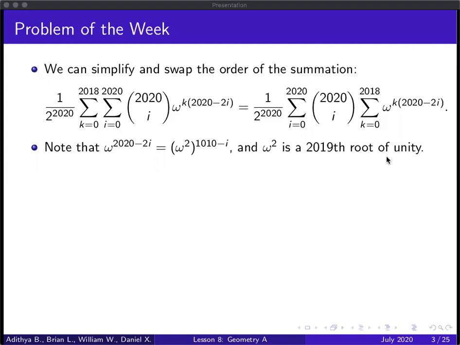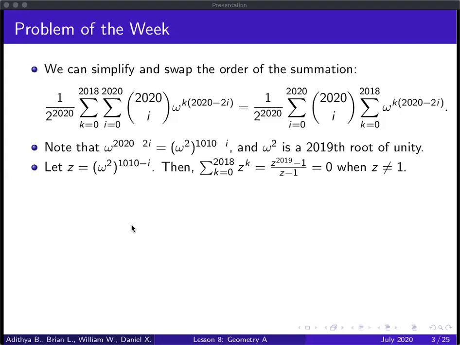So now if we evaluate the geometric series, we let z equal omega squared to the 1010 minus i. And then what we want is just the sum from k equals 0 to 2018 of z to the k. So this becomes, by the formula for geometric sequence, z to the 2019 minus 1 all over z minus 1. And remember that z is a 2019th root of unity. So the top is always going to be 0. So we get that this is equal to 0 unless z is equal to 1, in which case we can't use the sum of a geometric sequence.